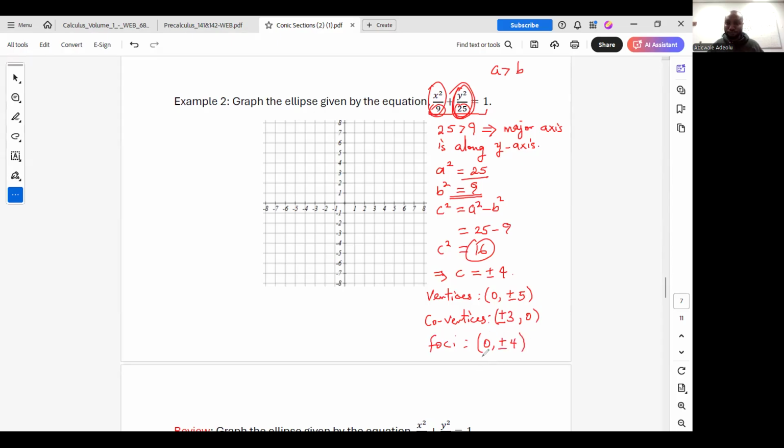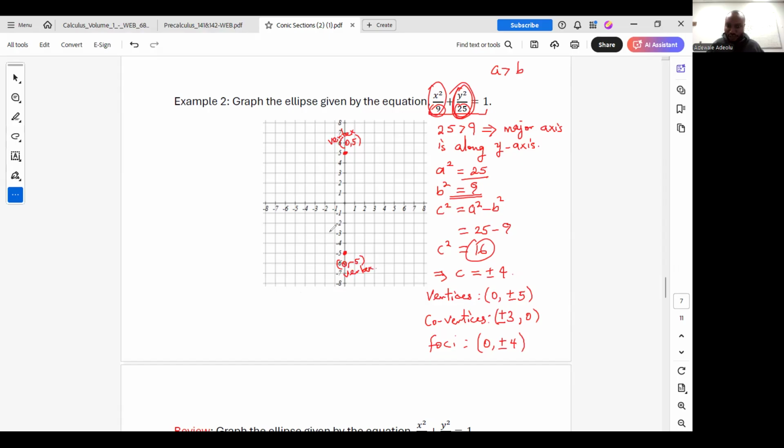So we can now graph our ellipse. The vertices: 0, y is negative 5 here, positive 5 here. Then co-vertices. So you can label this 0, comma 5, that is the vertex, singular. So this is 0, comma negative 5. This is a vertex.